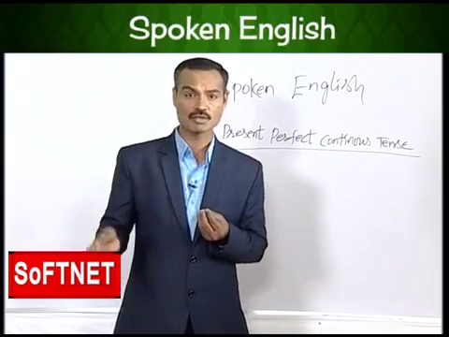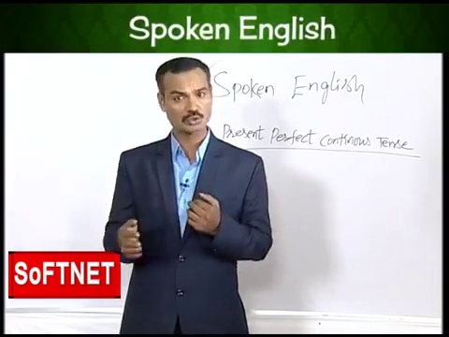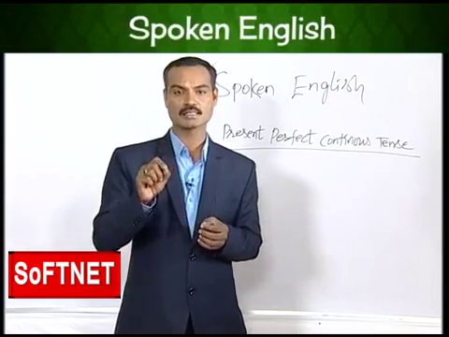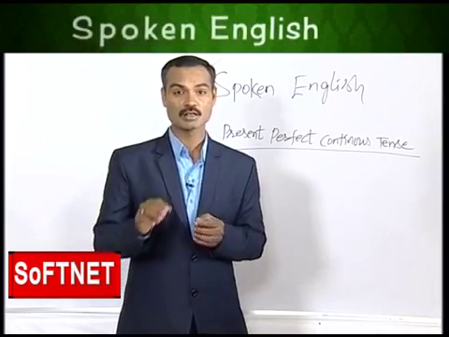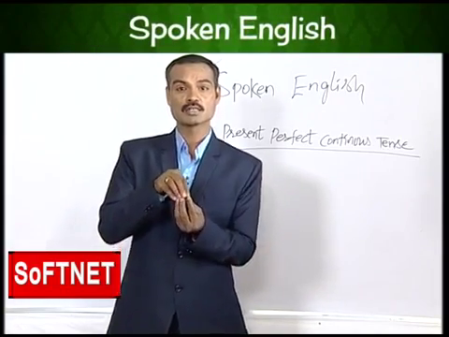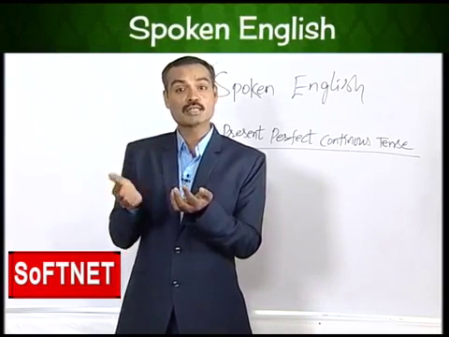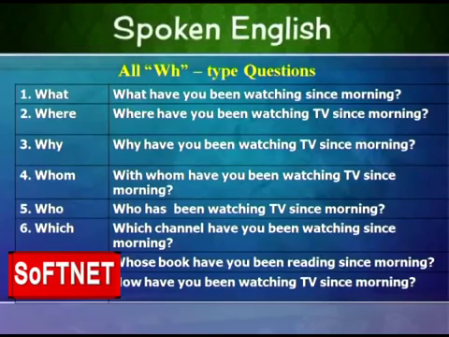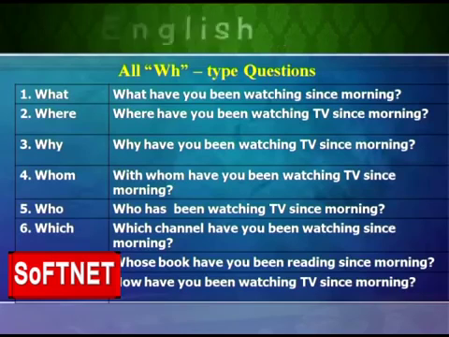For example, Nageshwar Rao, Devi Chand, Arjun, any name you can take, friends. When you take a singular name, what has Raju been taking? When you take two names, for example, Raju and Srinivas, what have Raju and Srinivas been doing? Like that. Friends, please practice this table with at least 20 to 25 verbs.